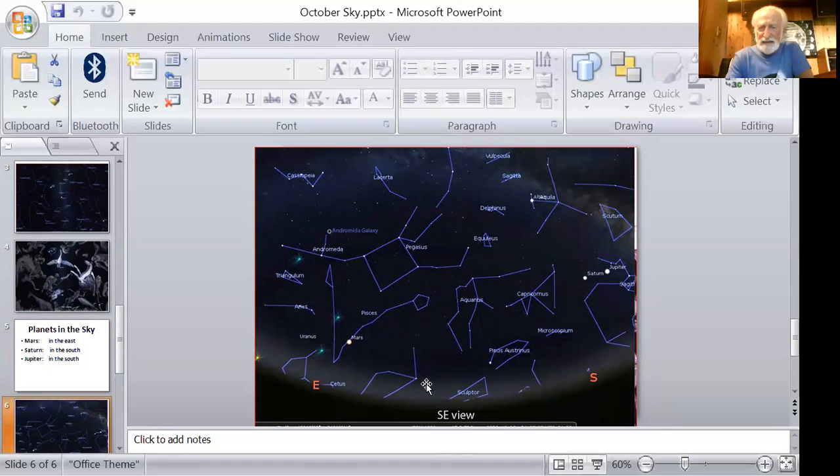Here we are looking again at the night sky in the southeast view, which places the positions of Mars, Saturn, and Jupiter. You'll notice that Mars is a kind of orangish color. Some people say red. Jupiter is a bright, pretty white color. Saturn takes on a bit of a creamy appearance.